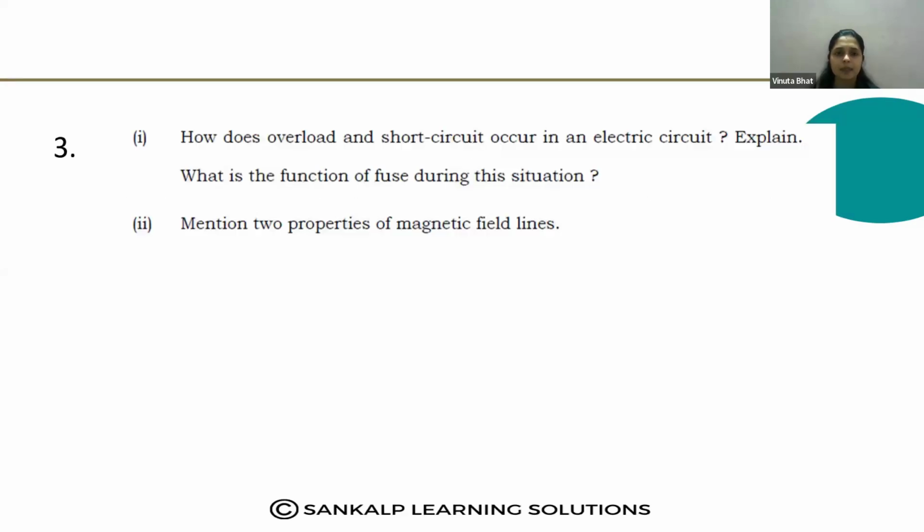Next question. So many times the questions are asked on this topic only: overload, short circuit and the function of the earth wire. How does overload and short circuit occur in an electric circuit? Explain what is the function of fuse during this situation. Mention two properties of magnetic field lines. Okay, so these are the questions.